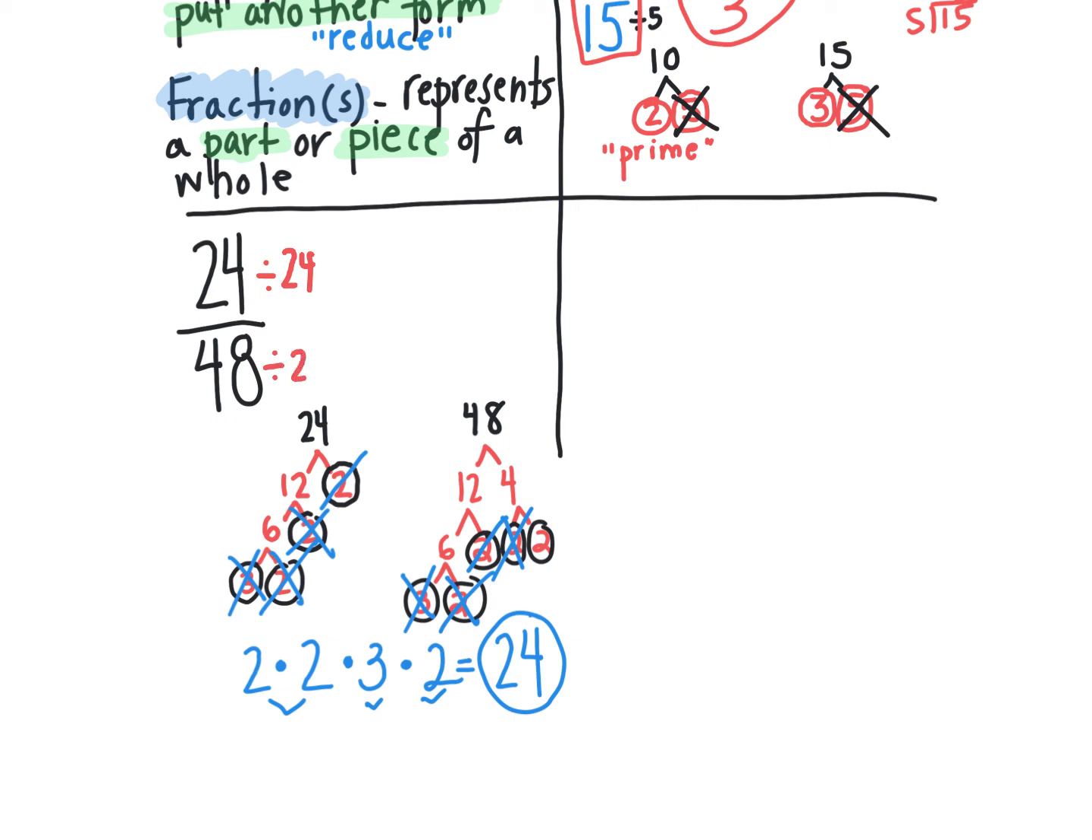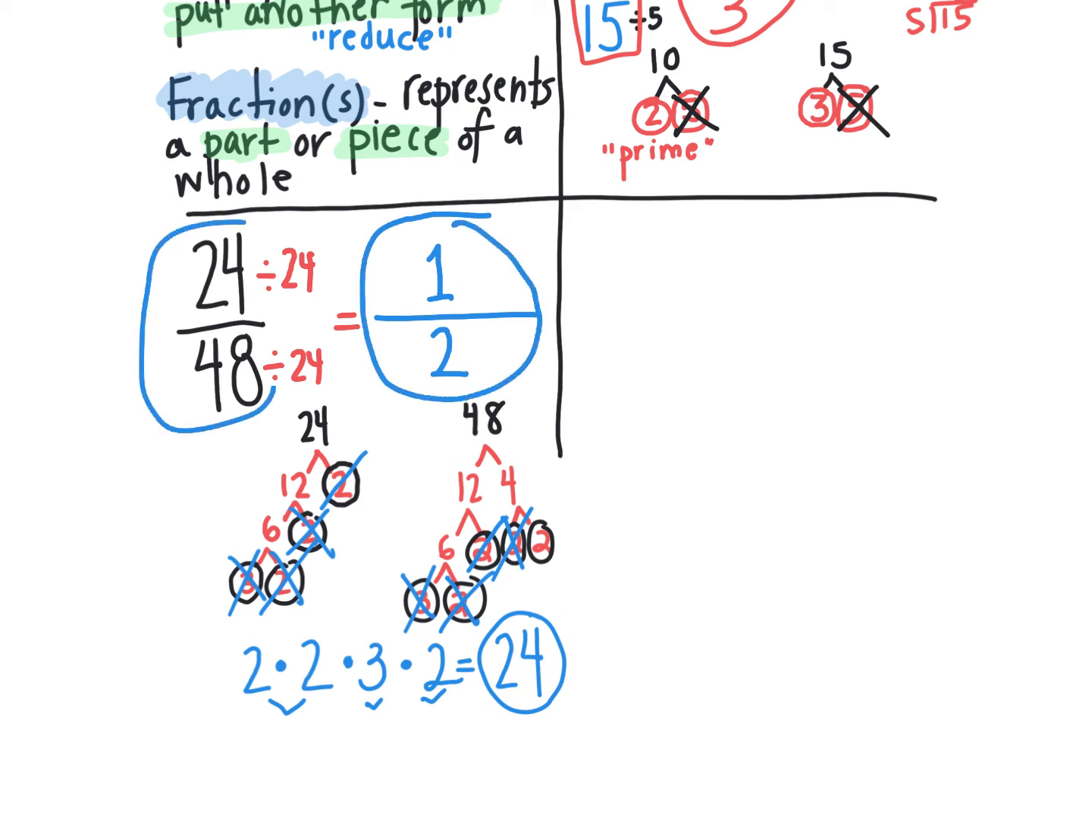Now you can use a calculator by all means for this, because I know it's a lot of calculating. Some of you guys are just good with your multiplying and dividing, and you'll be fine. 24 divided by 24 is 1, and 48 divided by 24 is 2. So that is your final answer. So this is the same as this. They're the same, but I simplified it. I made it look easier by making it 1 over 2.